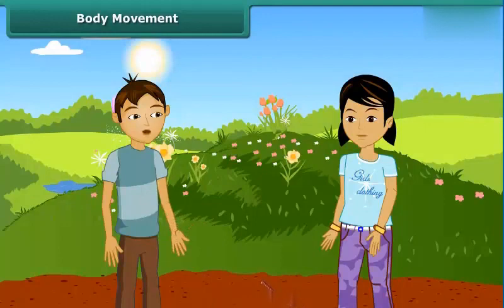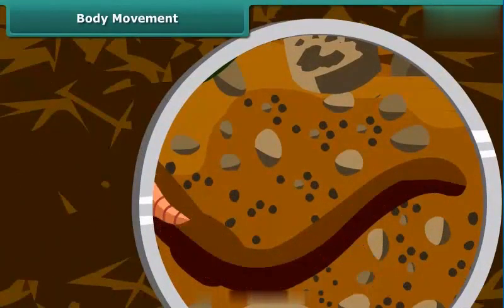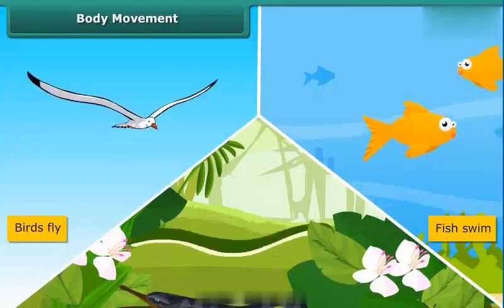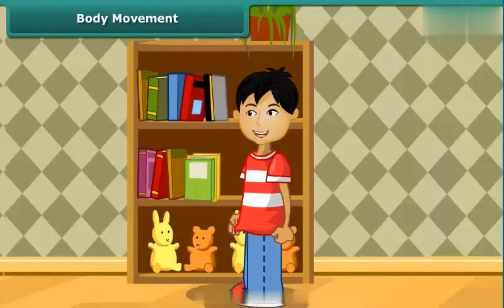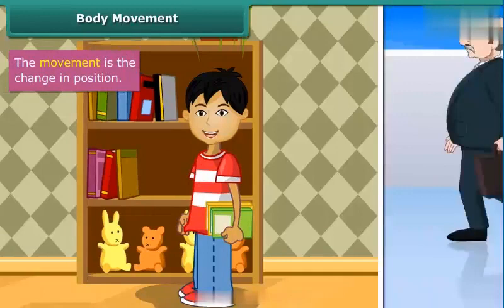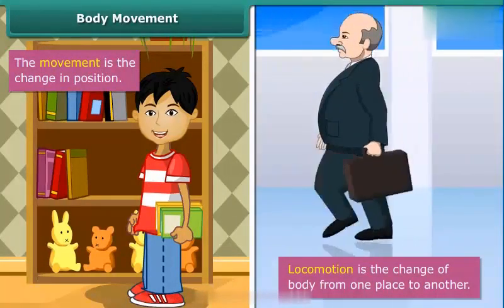Body movement. Hey, look at the earthworm in the soil. How does it creep? Yes, as we walk or run, these earthworms creep or crawl. Birds fly, fish swim, snakes slither. Other than these movements, we can also see that we move various parts of our body, like when we pick up a book, we move our hand. Movement is the change in position, while locomotion is the change of body from one place to another.